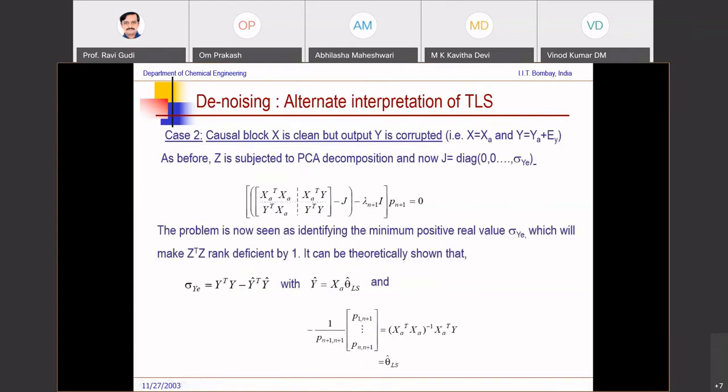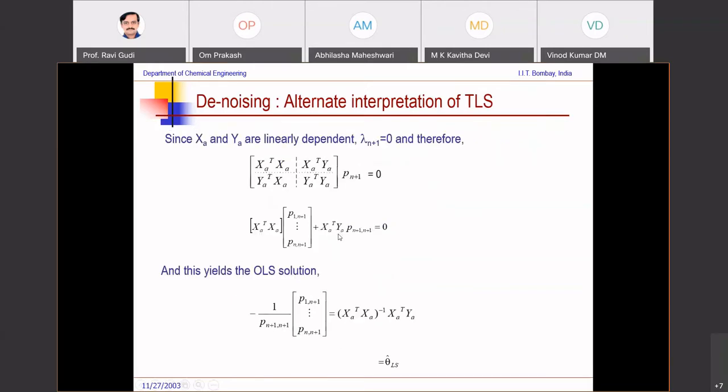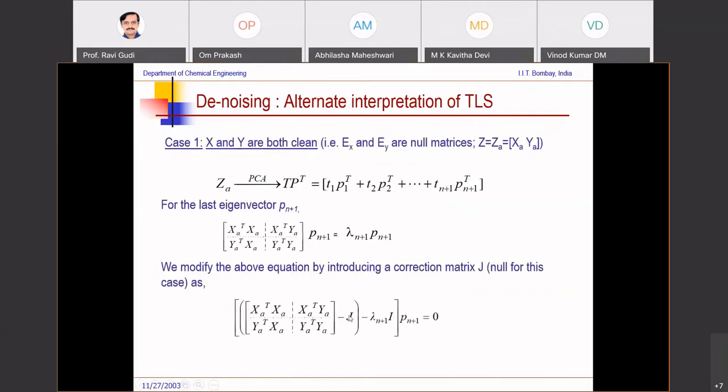Now what I do is I start modifying my problem. I say that the causal block is still clean, but the output is corrupted. Okay. Now I get the same expression, but now what I choose J, instead of in the earlier case, I chose J to be the null because it was clean.